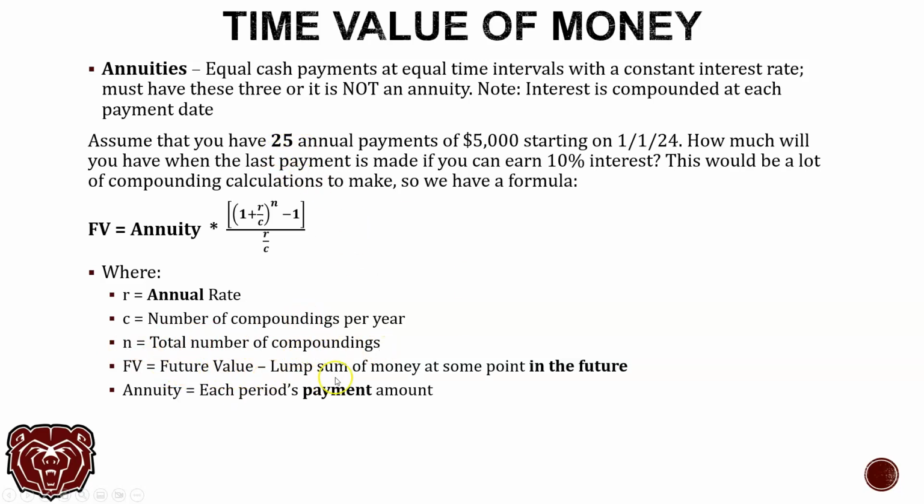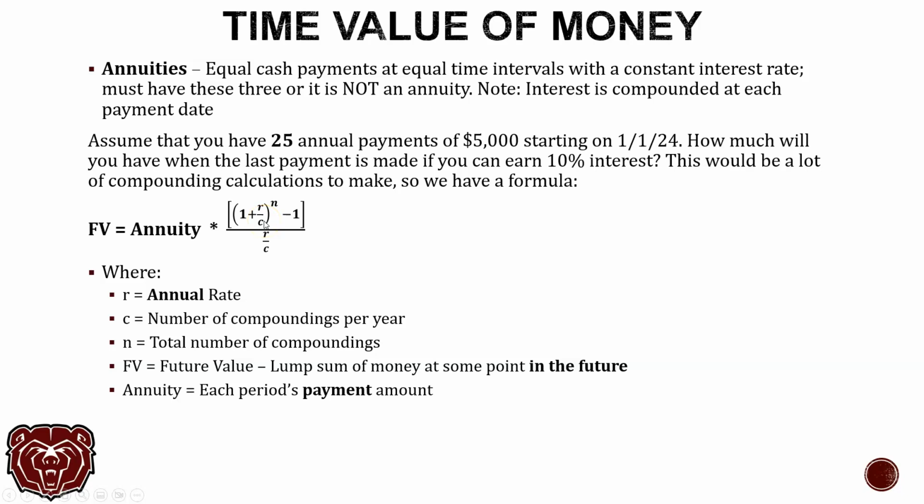Future value would be the lump sum of money at some point in the future. Okay, and then the annuity is each period's payment amount. So we know $5,000 is our payment amount each period. The X, what we're trying to find, is the future value. It's all just plug and chug. I know it can be a scary looking formula, and you're wondering how you're going to remember it.